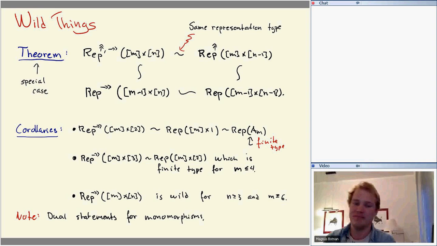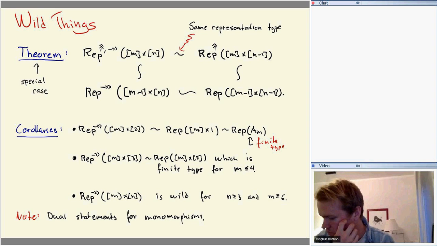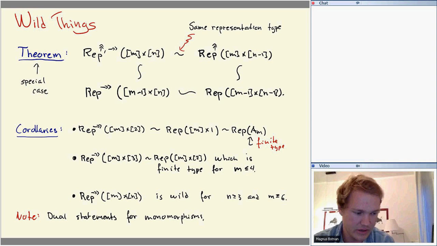Whether all modules arise from clustering, like they do in general persistence, by earlier research by Carlsson and some more, when making dual statements for monos.